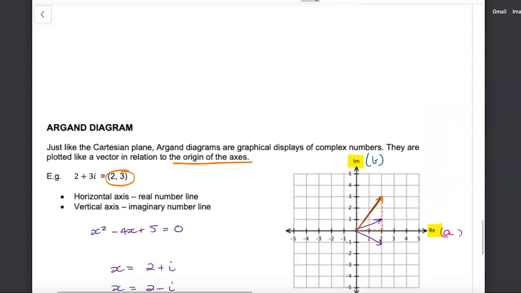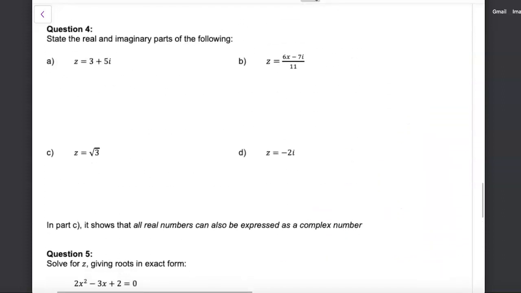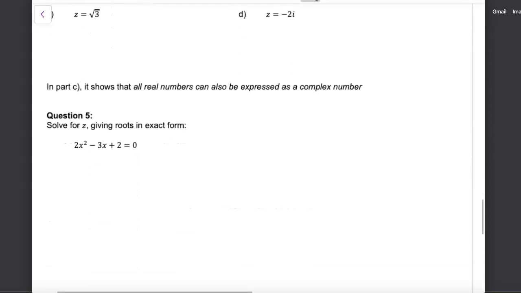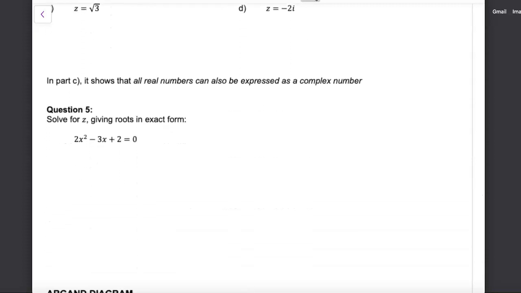So now I'd like you to pause the video and have a go at seeing if you can state the real and imaginary parts of the following 4 examples in question 4, and in question 5, solving to find the exact roots of the quadratic equation, and then come back and check your solutions.